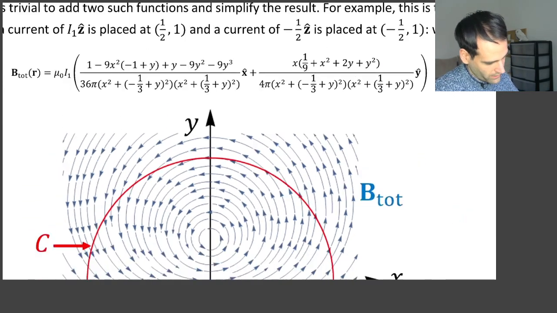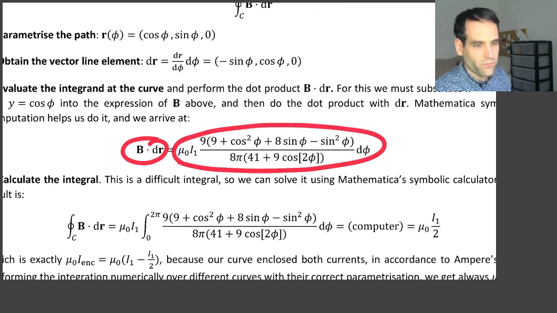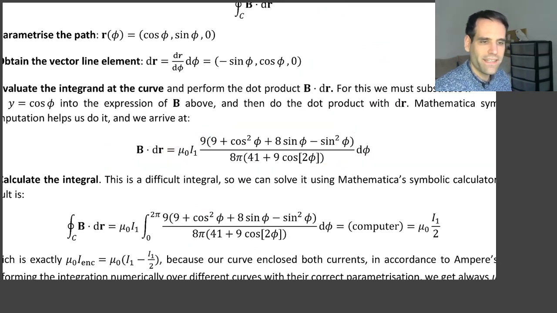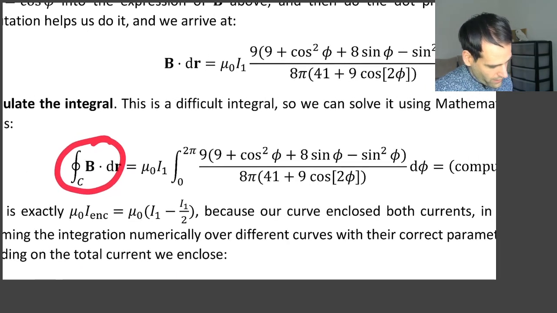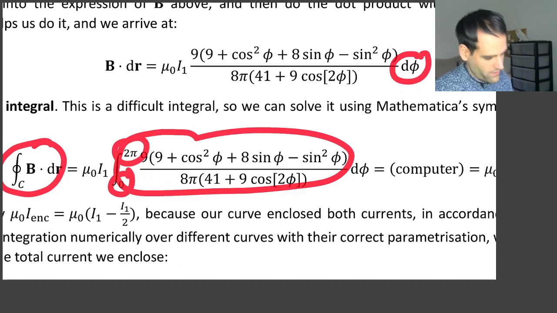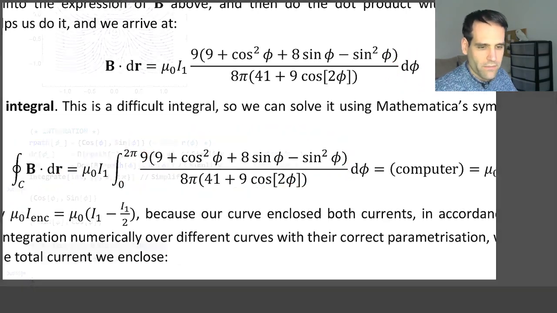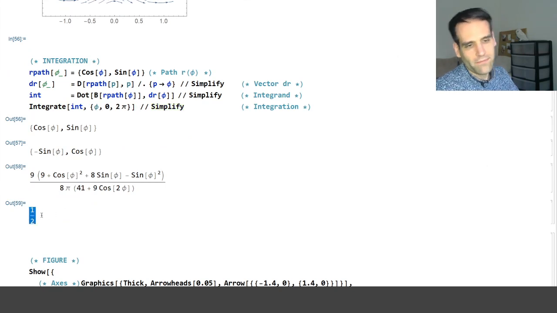So if we go back here, b dot dr is equal to this, which is what we just saw in Mathematica. So this is now the integrand. So now the only step that is left is to integrate that, and the parameter is d phi, so we just have to integrate that between 0 and 2 pi. Okay, so we are going to do the integral of the integrand. And the way we do that in Mathematica is very simple. We say integrate the integrand from phi equals 0 to 2 pi. And Mathematica tells us 1/2.